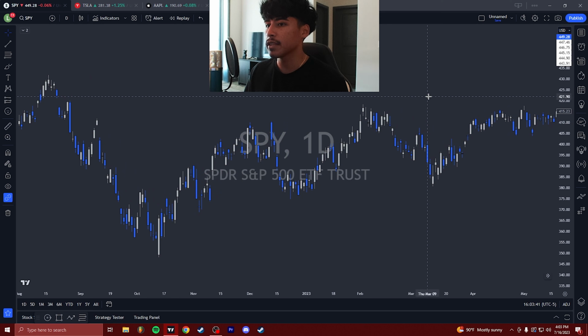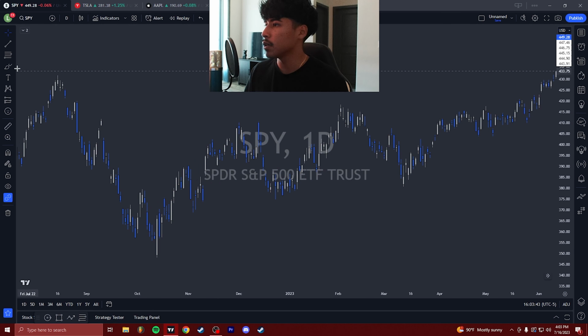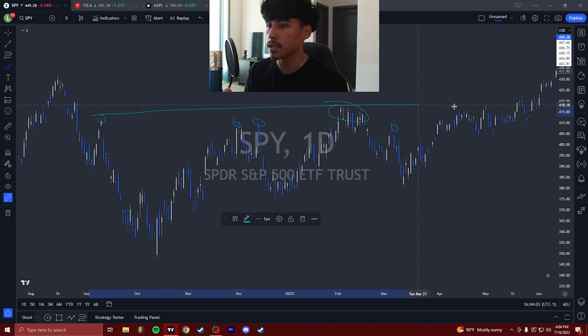One key component you got to know is the larger the time frame, the stronger that level is going to be. Just looking at this SPY chart, I can already see a high there, a high there, some highs over here. You can see that there's a strong level there. This is a daily time frame.